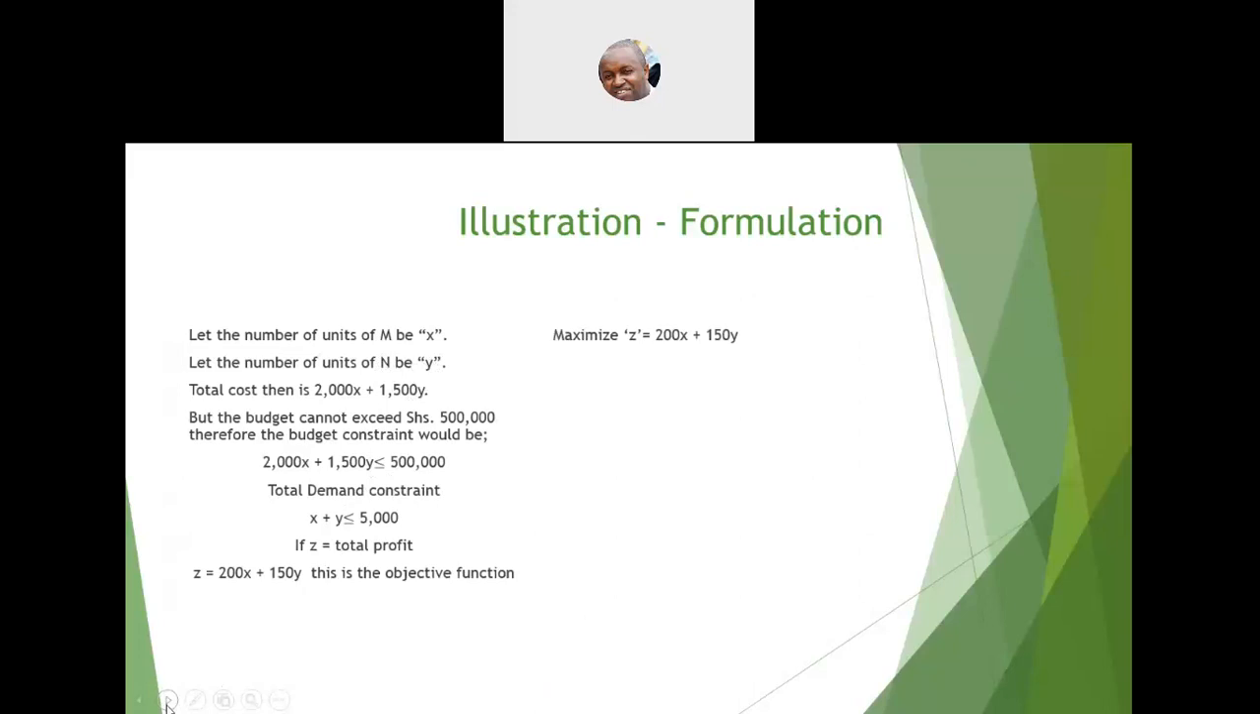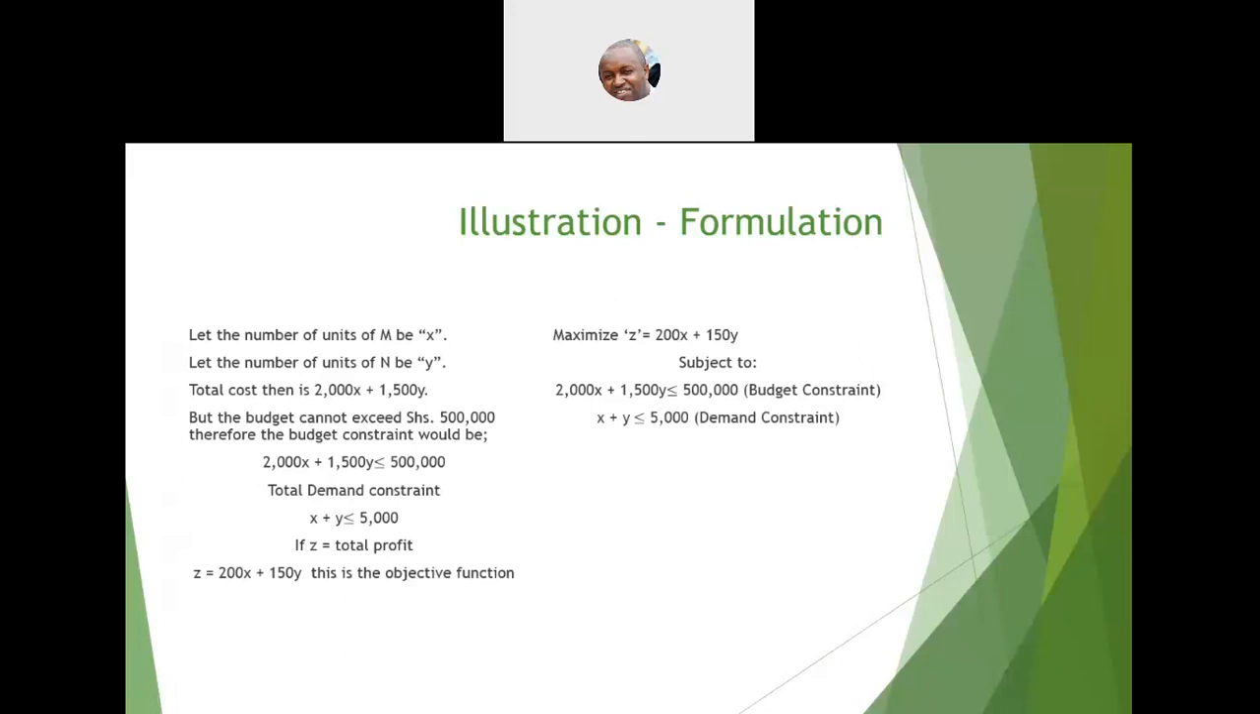Therefore, we could write our problem as maximize Z, which is equal to 200X plus 150Y, subject to these constraints. The first is the budget constraint: 2000X plus 1500Y should be equal to or less than 500,000 shillings. We have other constraints. X plus Y should be less than or equal to 5,000. That's our demand constraint. And those are the constraints that you have seen so far.